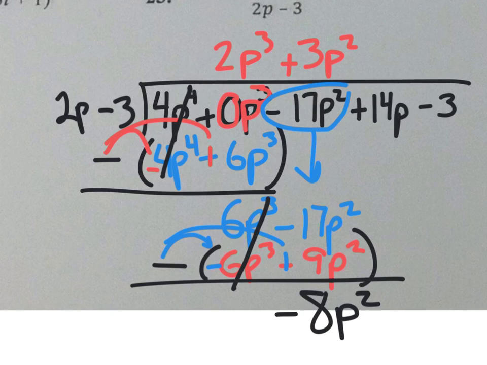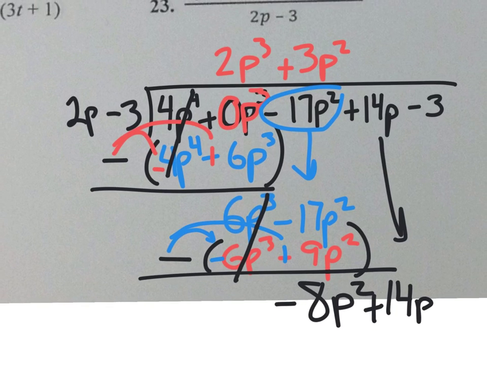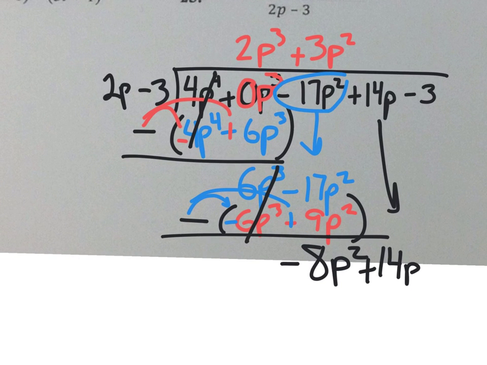And then after that, we're going to bring down the positive 14p. We're going to put plus 14p. And once again, 2p times what gets us the exact value, negative 8p squared? You want the same exact value. So 2p times what gives us a negative 8p squared? That would be a negative 4p. Isn't that right? And when I distribute negative 4p times 2p, that'll give me the negative 8p squared.